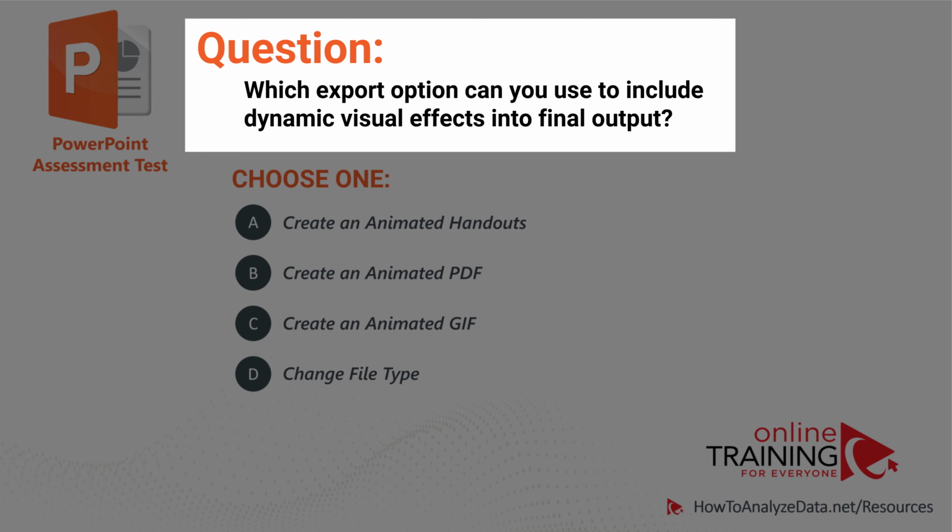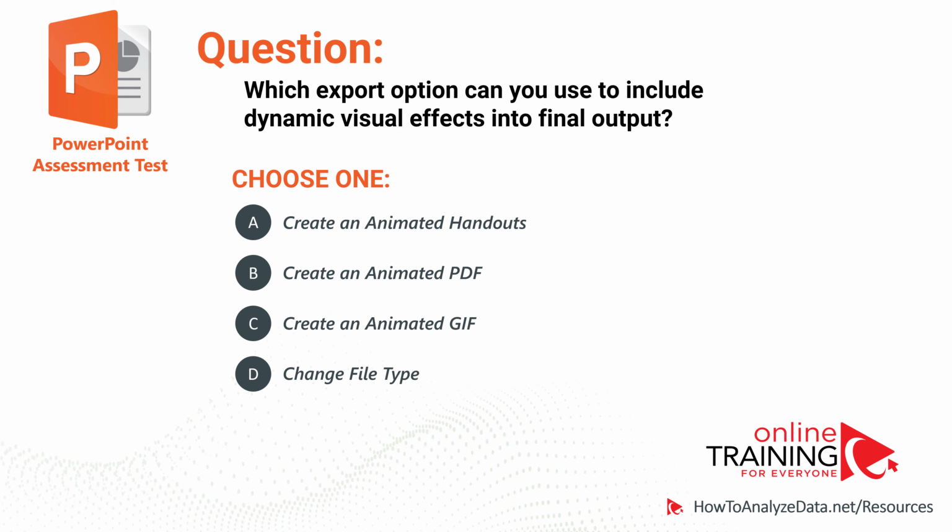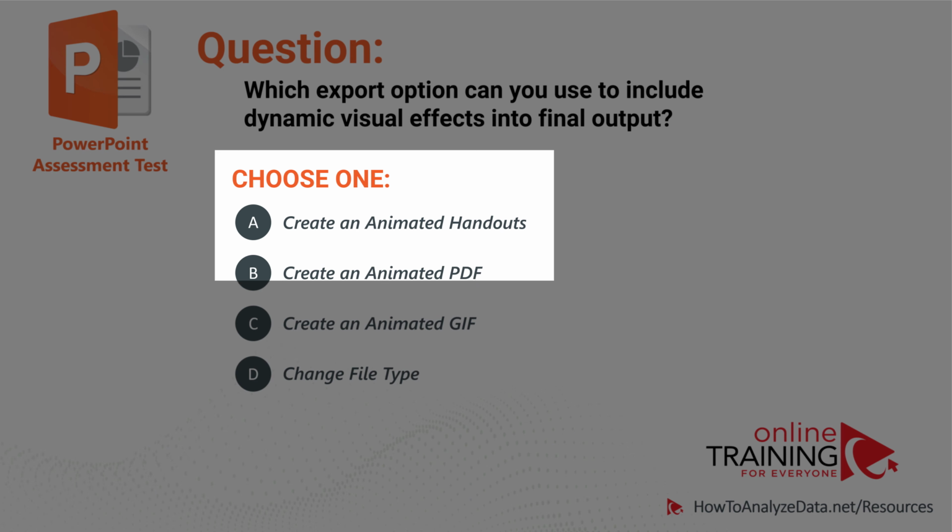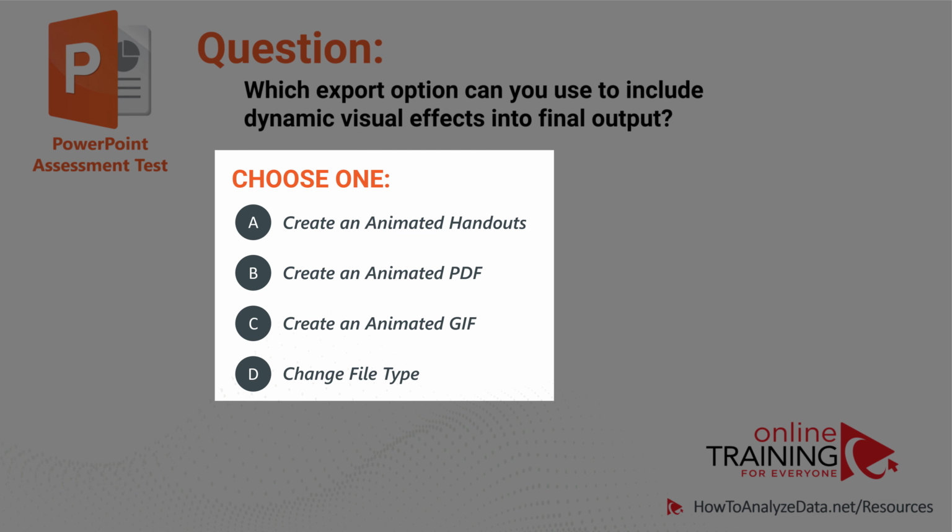Which export option can you use to include dynamic visual effects into final output? And you have four choices. Choice A, create an animated handouts. Choice B, create an animated PDF. Choice C, create an animated GIF, and choice D, change file type.